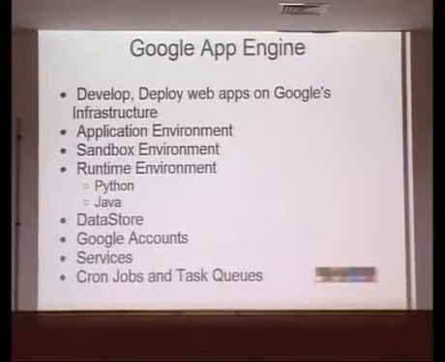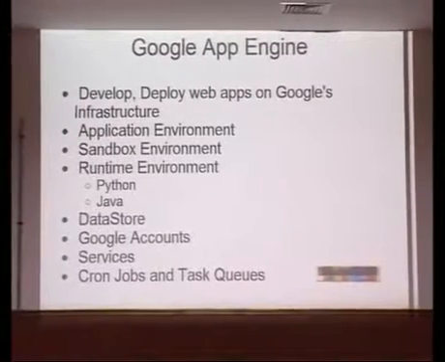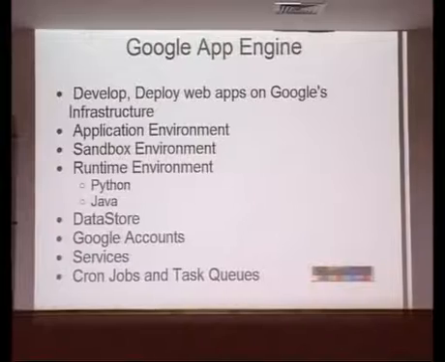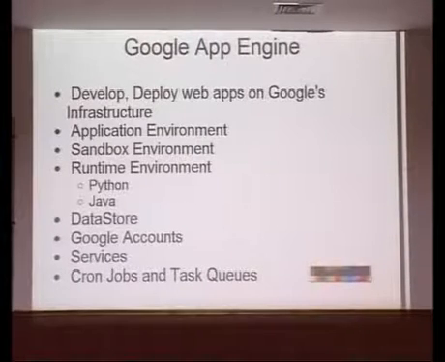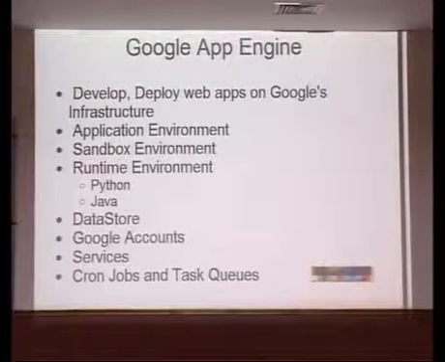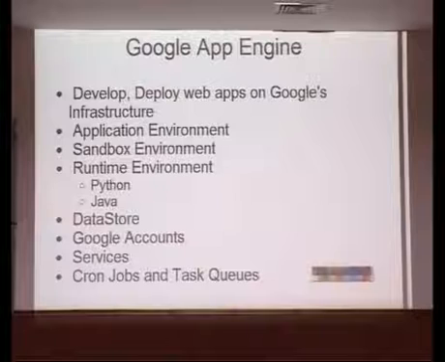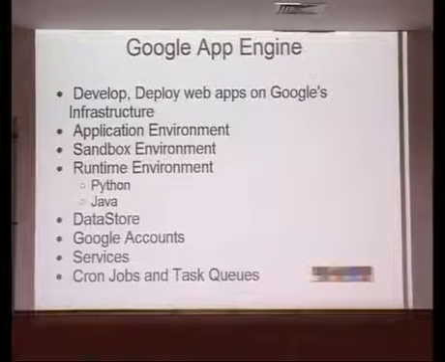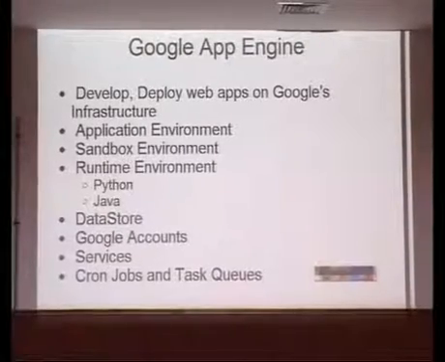That means you have access to their data store, their proprietary database system, which is Big Table, and apart from that, other infrastructure like the network speed, the bandwidth, the memcache, and all those things. So talking about the application environment, what does any Google App Engine application have?